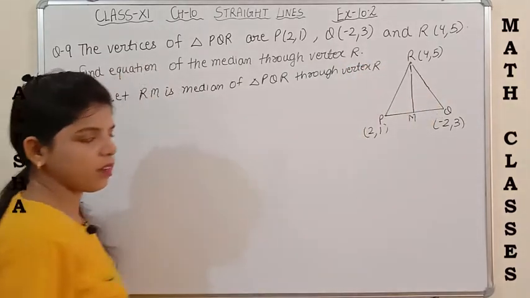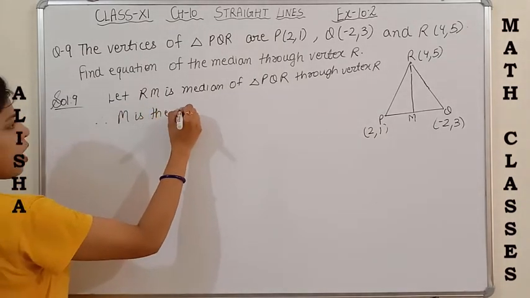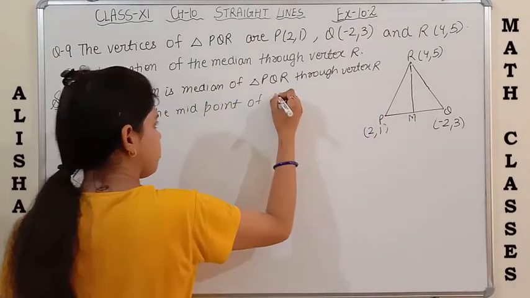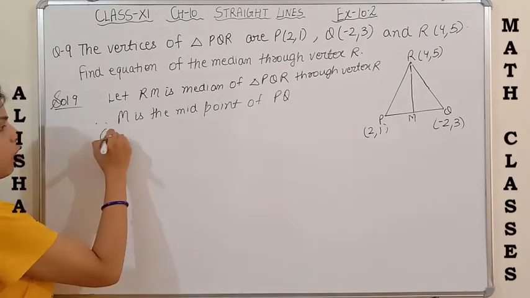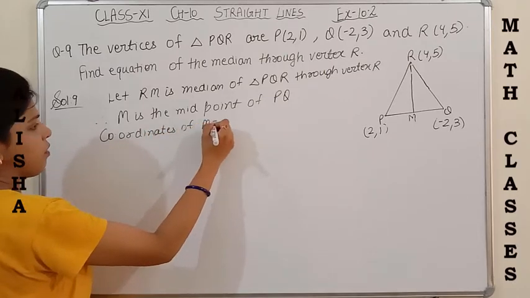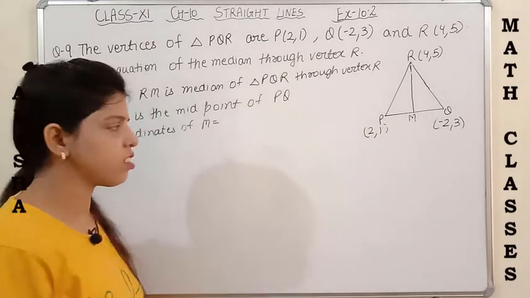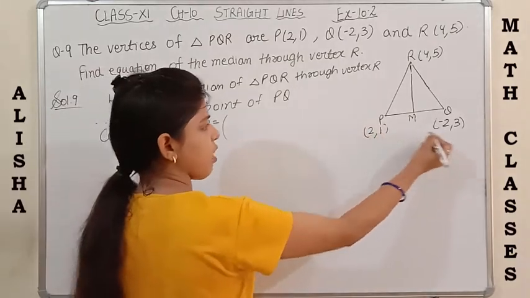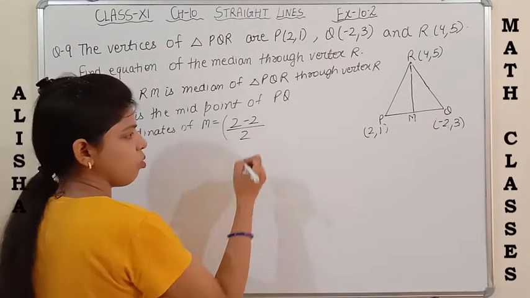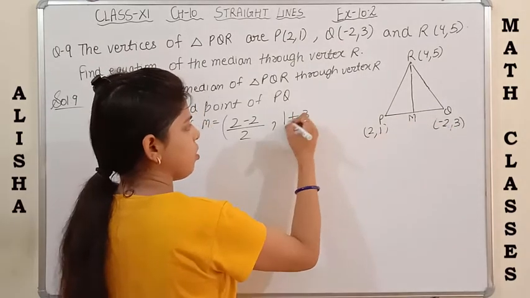We have supposed this is the median of triangle PQR through vertex R. Here I have drawn this RM median through the vertex R. So that means M is the midpoint of this line PQ. Now using midpoint formula, coordinates of M will be given by the formula x1 plus x2 by 2 comma y1 plus y2 by 2. You have done this formula in 10th standard also. So this is basically x1 y1, this is x2 y2.